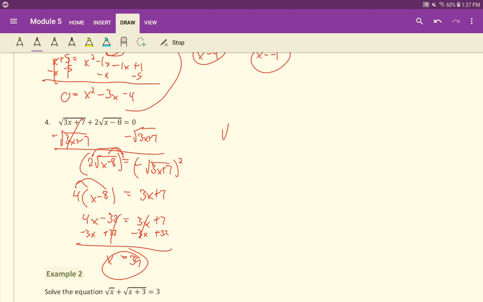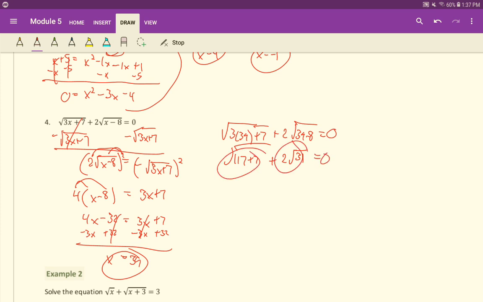Let's check it just to make sure. 3 times 39 plus 7, plus 2 times the square root of 39 minus 8 equals 0. Okay, so 3 times 39 is 117 plus 7, plus 2 times the square root of 31. Right away we can see this is never going to equal 0 because this is going to be a positive answer, this is going to be a positive answer, and we're adding them together. There's no way to equal 0. So the answer truly is no solution.